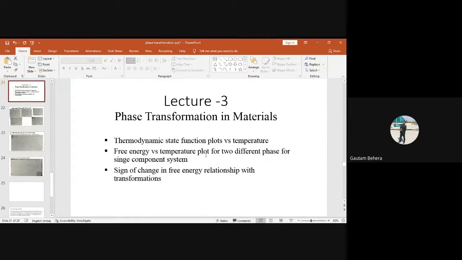Suppose you have a single component system, and that single component system may be in one phase that is solid, in another phase that is liquid. What will be the free energy plot for solid and liquid for that particular single component system? And finally, the sign of change in free energy, that is delta G, relationship with the transformation. So these are today's contents. Okay.